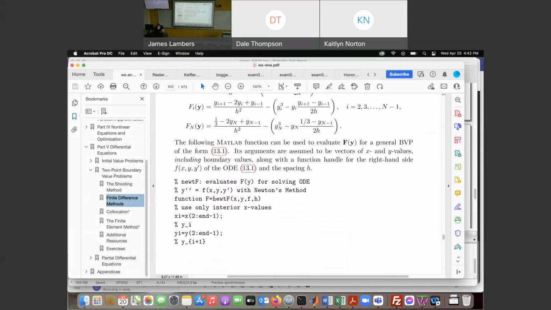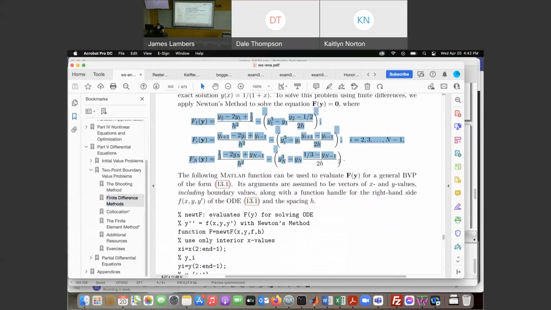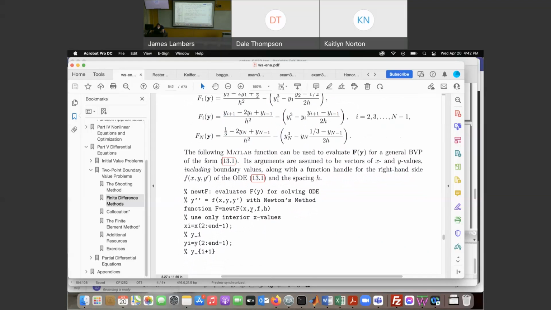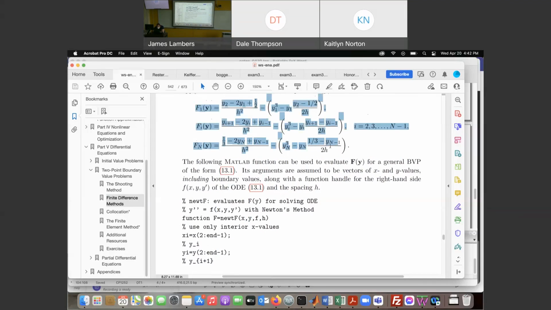So here we have a function whose job it is to evaluate this function. So really this function, capital F of y, in terms of these component functions. So what are the arguments? A vector of x values, a vector of corresponding y values, and then a function handle for f from your ODE. That's a function of x, y, and y prime. And then the grid spacing h. So that's enough information to evaluate all of these.